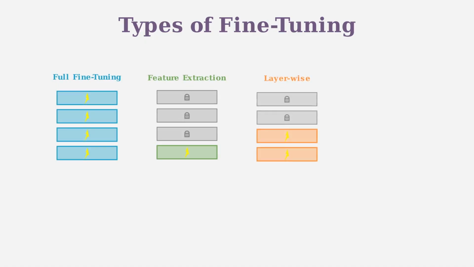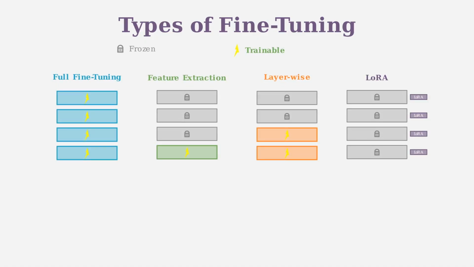There are several approaches to fine-tuning. Full fine-tuning updates all parameters in the model, giving maximum flexibility, but requiring significant compute. Feature extraction freezes most layers and only trains the final layers, which is fast but less flexible. Layer-wise fine-tuning gradually unfreezes layers from top to bottom. And parameter-efficient methods like LoRA add small trainable modules while keeping the original model frozen, offering a great balance of performance and efficiency.